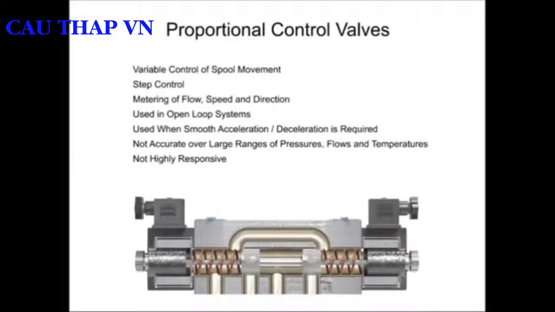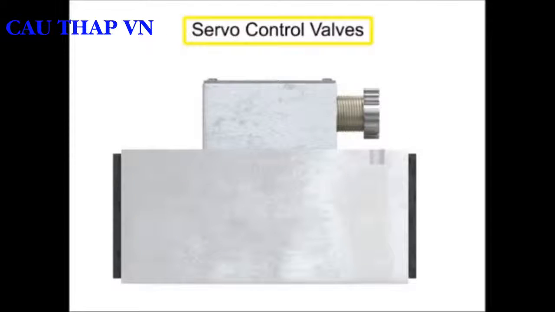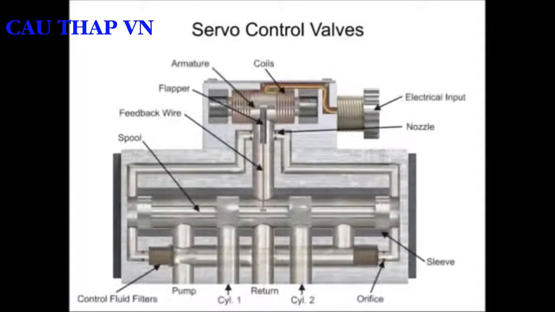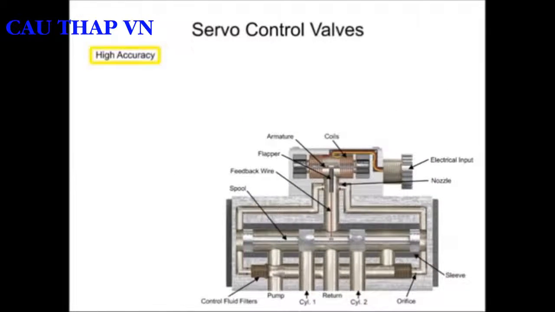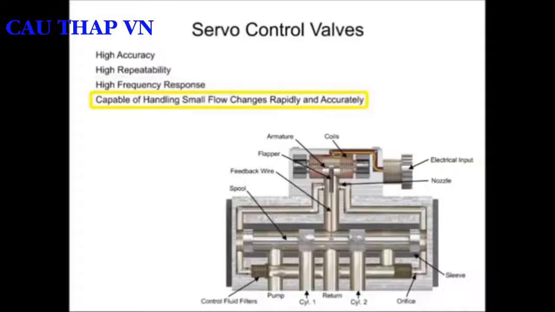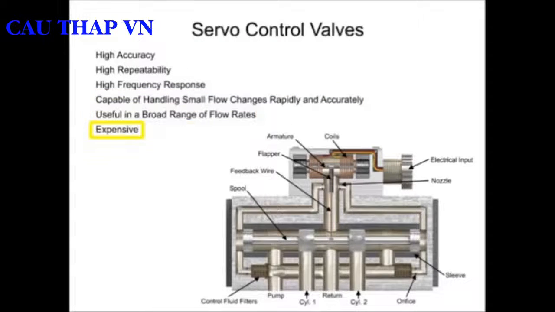The third type of hydraulic directional control technology is called the servo valve. First developed in the 1940s, servo valves operate with very high accuracy, repeatability, and high-frequency response. Servo valves are highly responsive and capable of handling minuscule flow changes both rapidly and accurately over a broad range of flow rates, but at an extra cost.